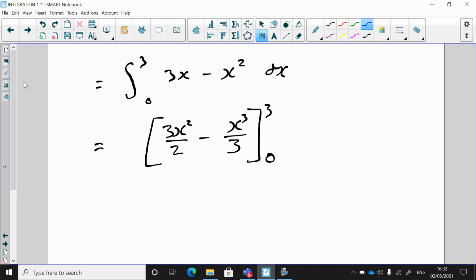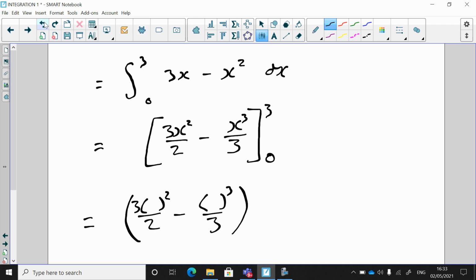3 and 0. It doesn't matter how you write this down. Some people just write it as 3x squared over 2 take away x cubed over 3, and sometimes I put a line down here and write it as 3, 0. It doesn't matter. It just depends on what kind of textbook you're looking at. That's fine. We'll just move on.